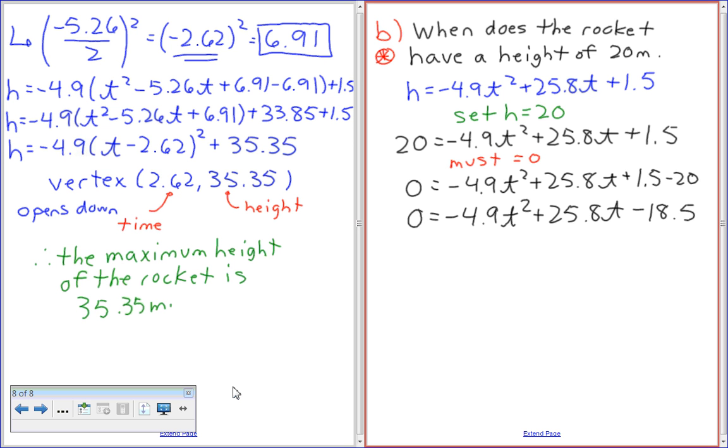The problem is with this, I think it's going to be impossible to factor because there's decimals. How do you solve something that's equal to 0? It's a quadratic. Yeah, A, B, C, D is the quadratic formula.